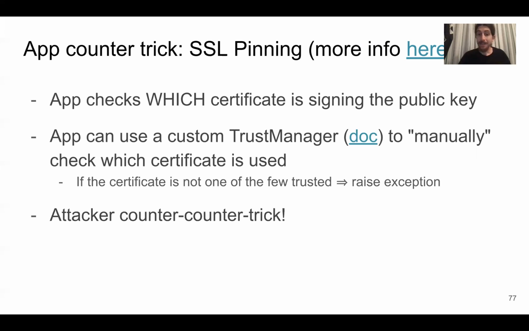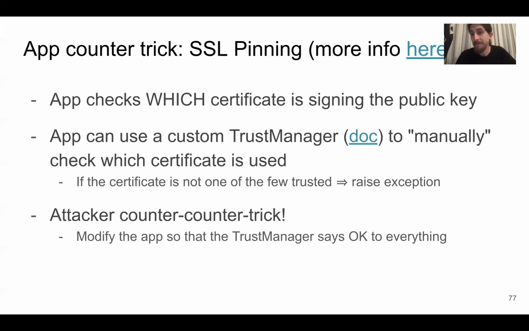There is an attacker counter trick, which is, if you have access to the app, you modify the app so that you basically bypass the check. And again, that's the classic trade-off. There's a classic arms race. If an attacker can modify the app, you can use obfuscation and so forth, but the attacker still has a way to tamper with what's happening in your application, and maybe they can win this way.